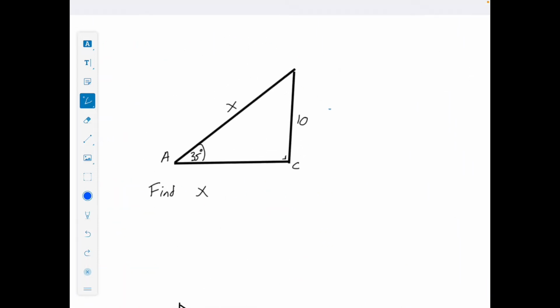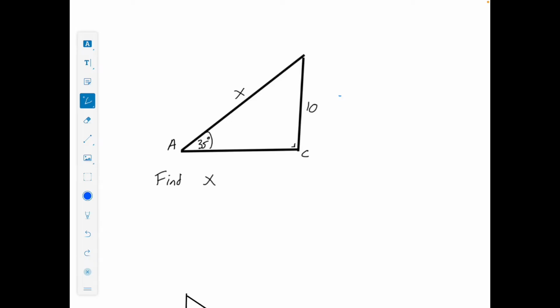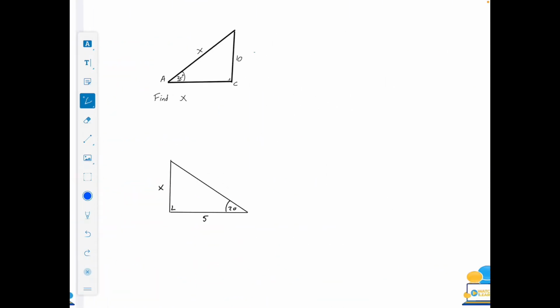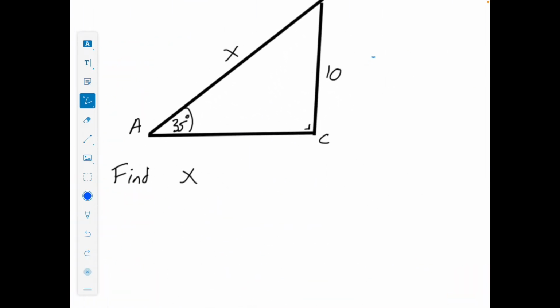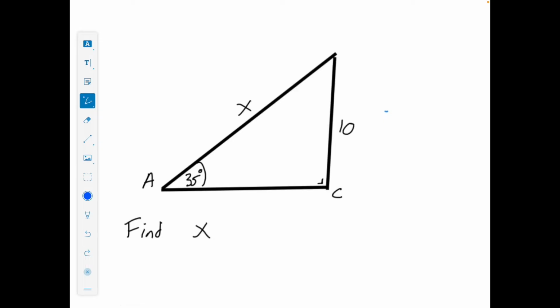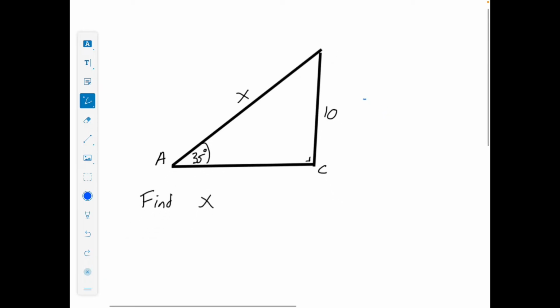Okay, so we're given a triangle here. We have an angle, which is 35 degrees. We have a side, which is 10, and we are looking for x. Okay, so I think, I have a right angle triangle. My options when I have a right angle triangle are always Pythagoras or SOHCAHTOA. Pythagoras won't work here because we don't know 2 sides. We only know one side, so Pythagoras isn't going to work, which means I'm going to have to use SOHCAHTOA.